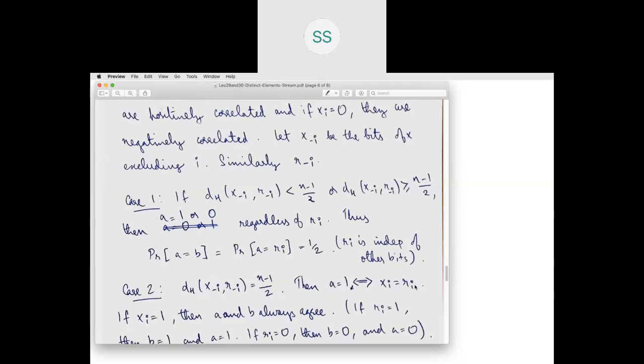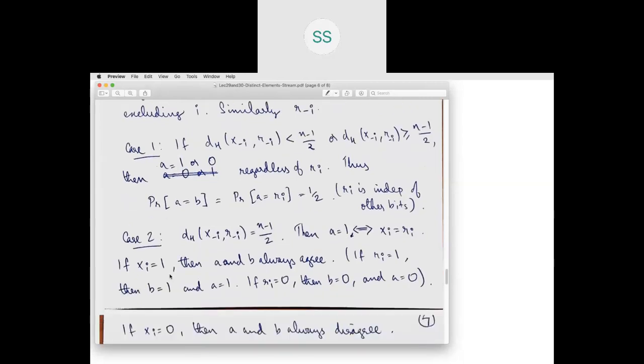So now there is a direct correlation between xi being equal to ri and A and the value of A. So now if xi equal to 1, then note that A and B always agree. Why is this? If xi equal to 1, now let us consider ri equal to 1. Ri is the same as B, so then B is equal to 1, right? And when B is equal to 1, if xi and ri are both 1, then there is no increment to the Hamming distance, so it is low, so A is equal to 1. So B and A are same.